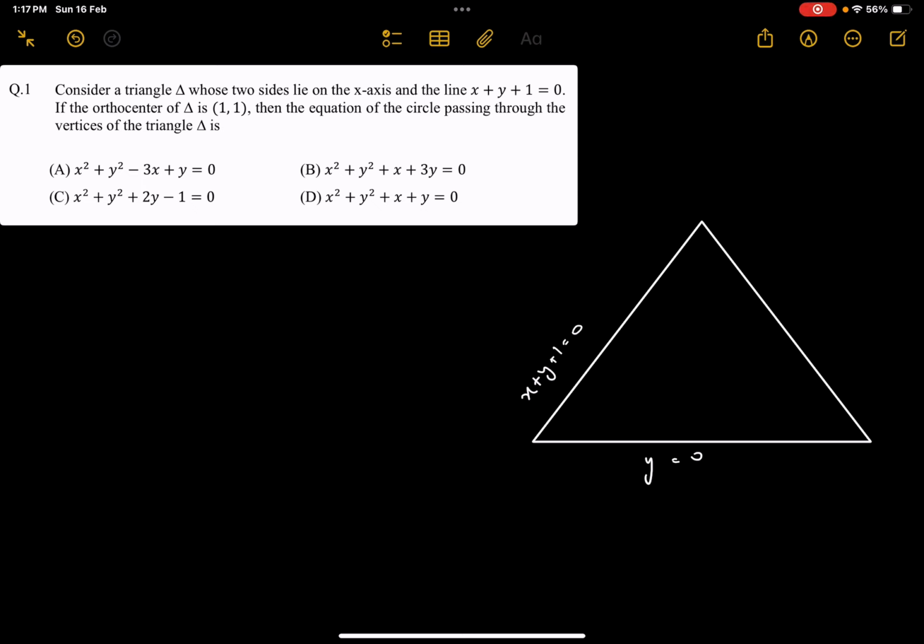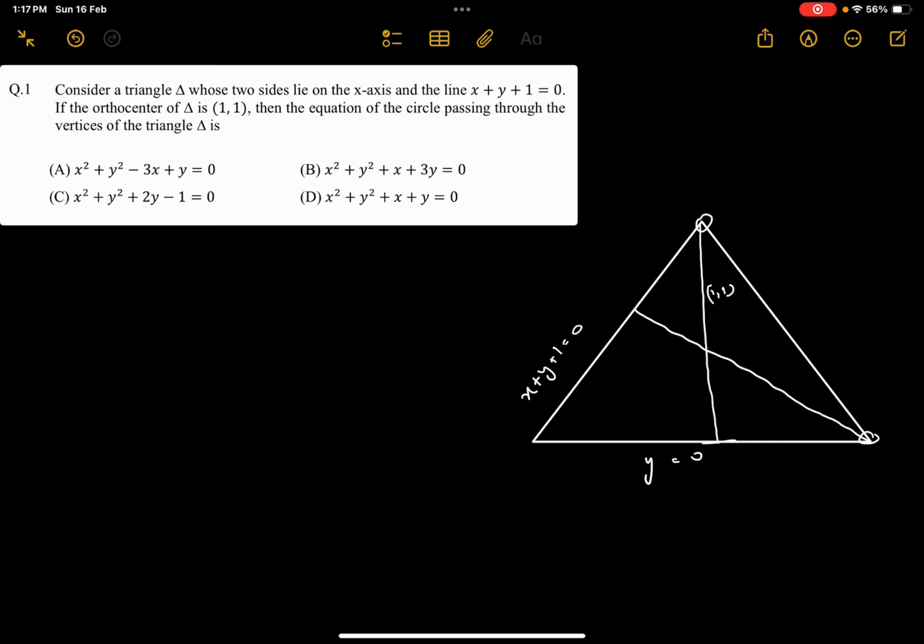Then we have the orthocenter, 1 comma 1. So we have the orthocenter and we have the line. So we have the slopes of this line as well as, not this one, but say this one. So we have this vertex and this vertex as well.